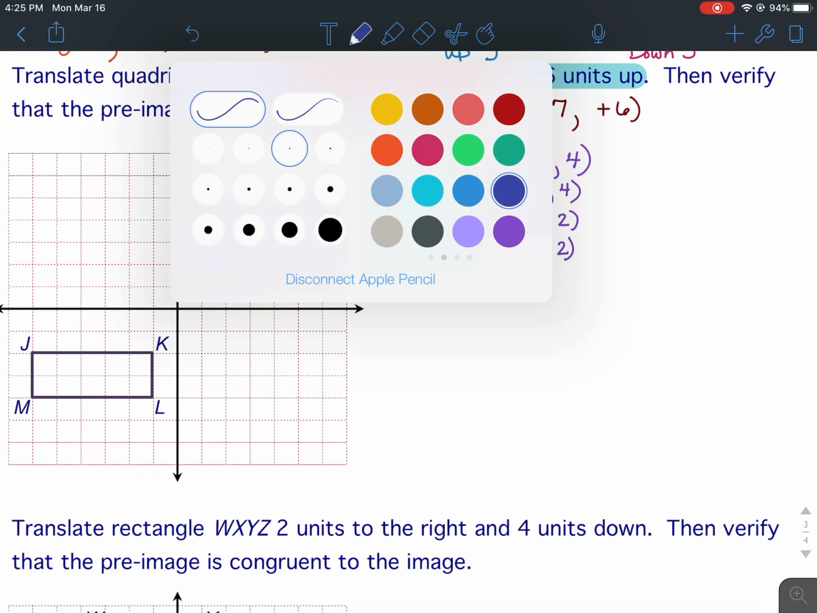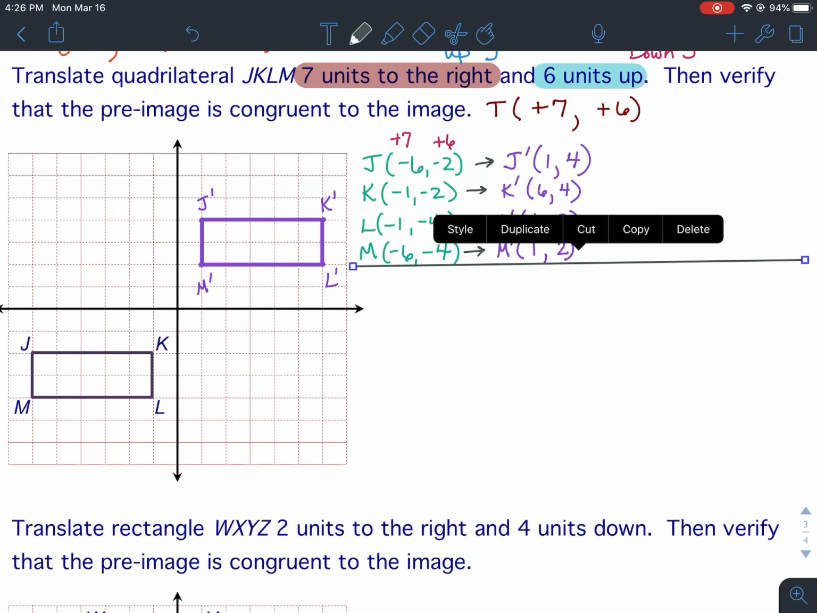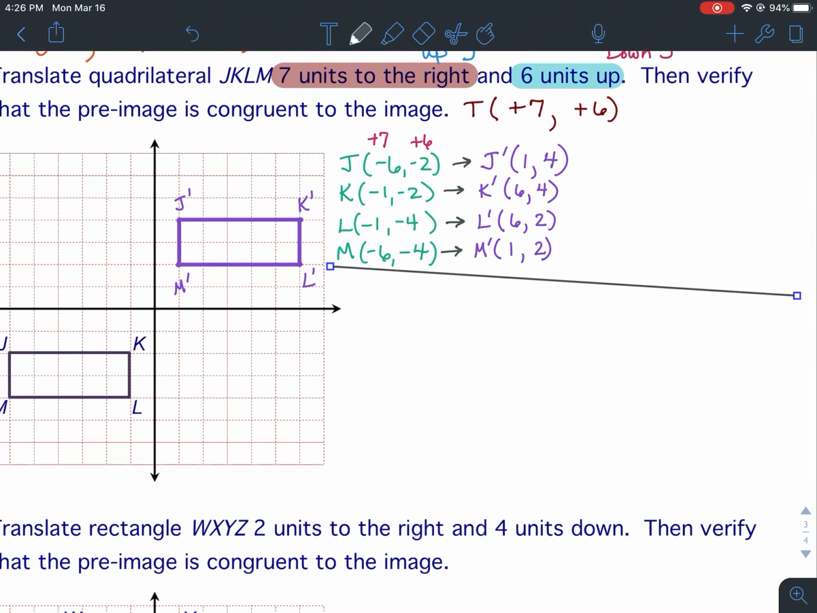All right, so let's put a line across here. Because now we have to do the fun part where we verify everything. And yes, I was being sarcastic when I said it was fun. Sorry, I'm just trying to get my line straight.